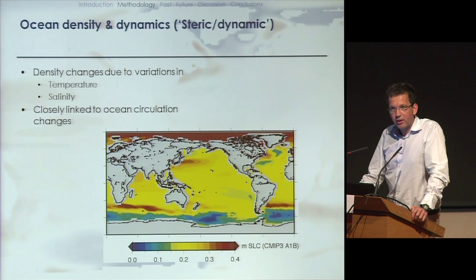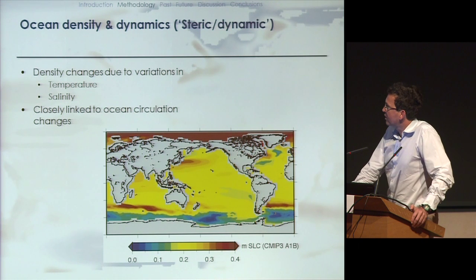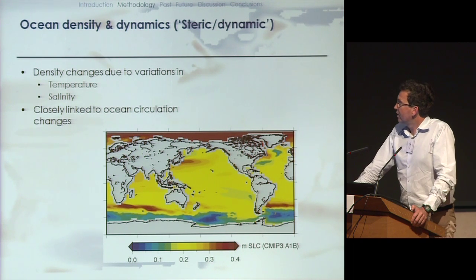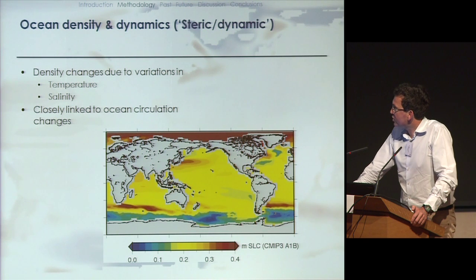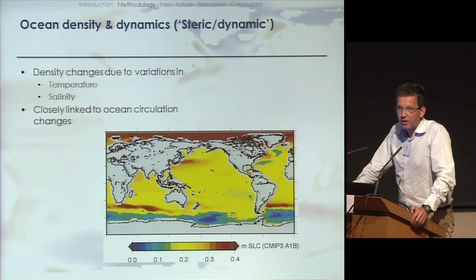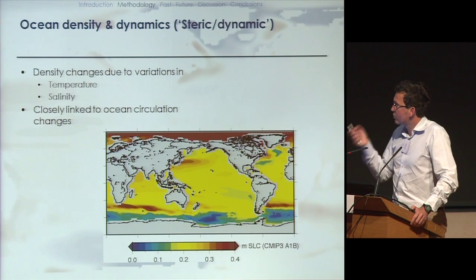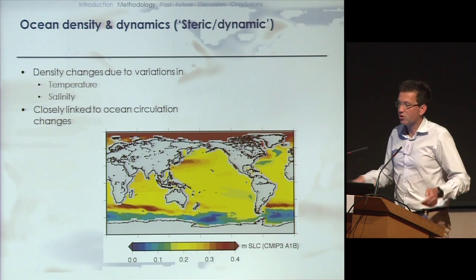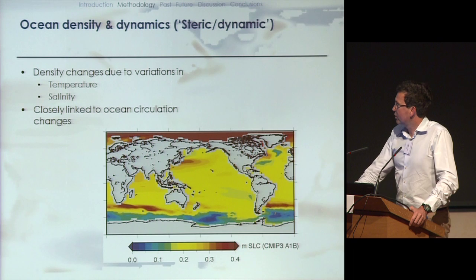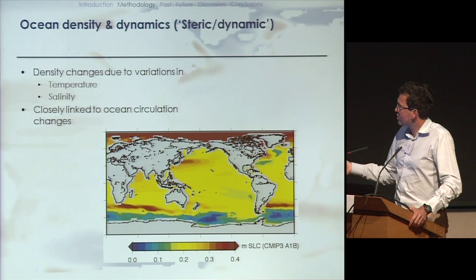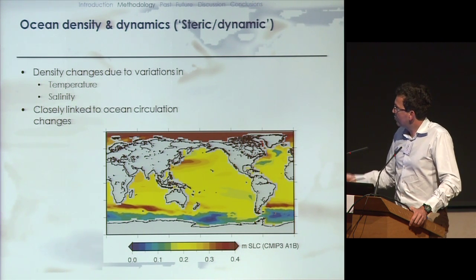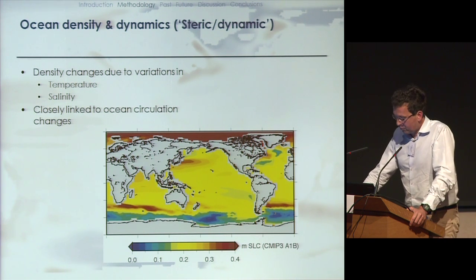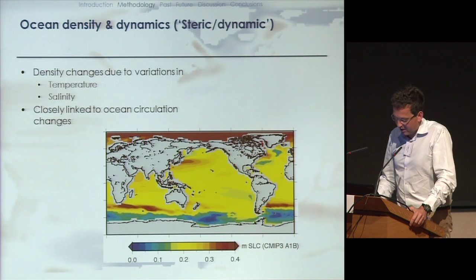And then the ocean component is the component which probably has been discussed most extensively here during this day, because it is purely driven by the climate models. And it includes temperature changes, salinity changes, but also the effect of these changes on the ocean circulation. And here you see an example, which is an old example from the CMIP3 A1B scenario. And of course, we have now moved on to the CMIP5, as I will show you in a minute.